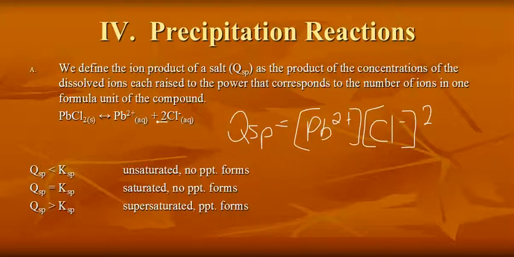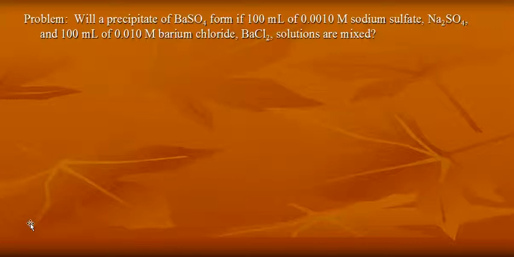So QSP and KSP take on the same form, but I'm going to solve for QSP to determine whether or not a precipitate will form. So that's why I solve for QSP. I want to make a comparison to see whether or not a precipitate will form. So let's look at an example. Will a precipitate of barium sulfate form if I mix sodium sulfate with barium chloride?